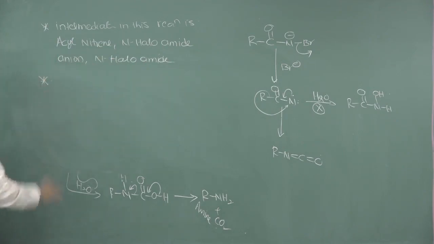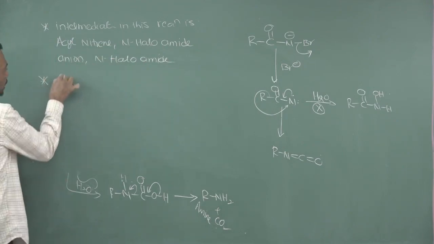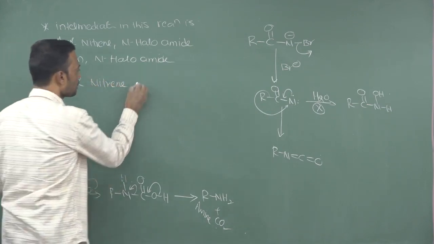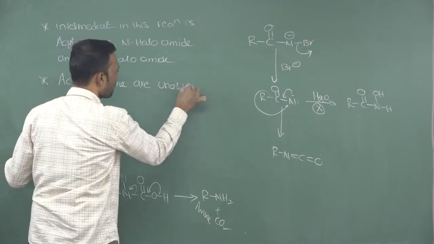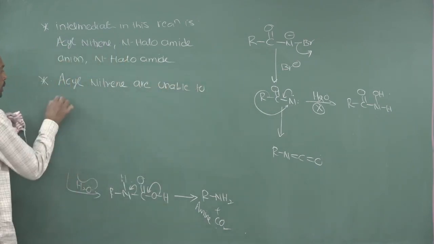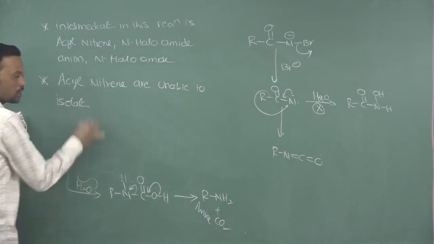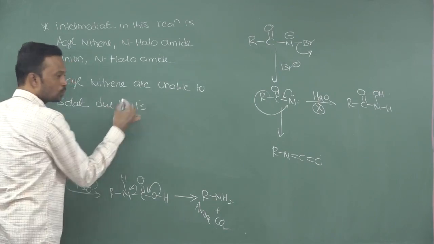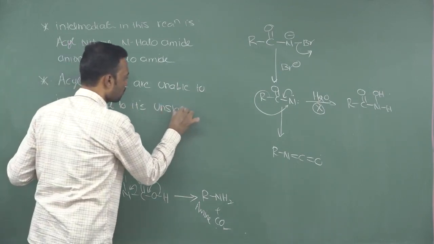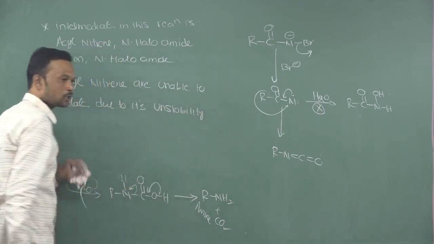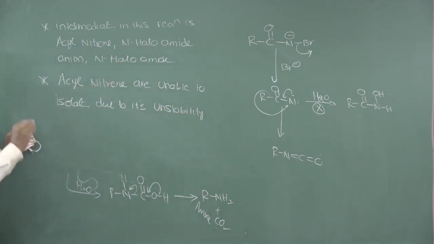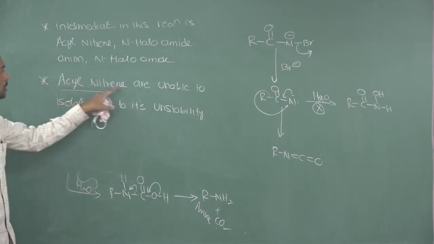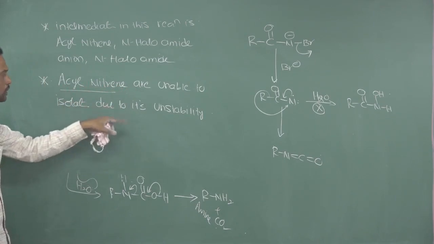So are acyl nitrenes isolated? Is it possible to trap or not? I am saying, see, acyl nitrenes are unable to trap, unable to detect or unable to isolate. Isolate is nothing but identification. Unable to isolate or detect. What is the reason? Due to its instability. Already nitrene is unstable, the acyl group is withdrawing that particular nitrogen's electrons. Finally acyl nitrene is unable to trap. Okay, acyl nitrenes are unable to isolate due to their instability.